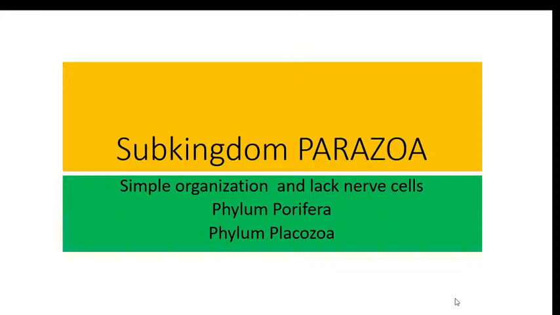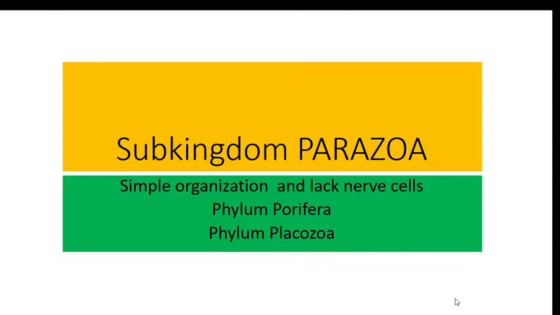Good morning. This session is about the subkingdom Parazoa. Parazoa are actually simple organisms. They include two phyla, Phylum Porifera and Phylum Placozoa. The main characteristic of this subkingdom is that they are very simple in organization. They usually have a cellular organization and they lack nerve cells.